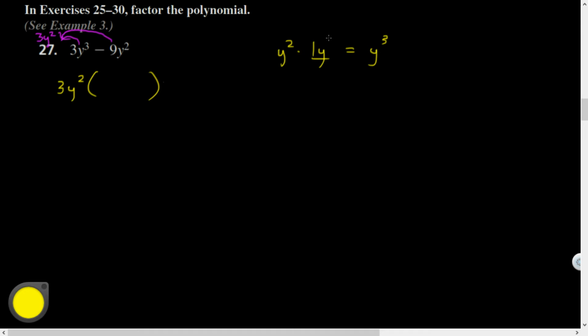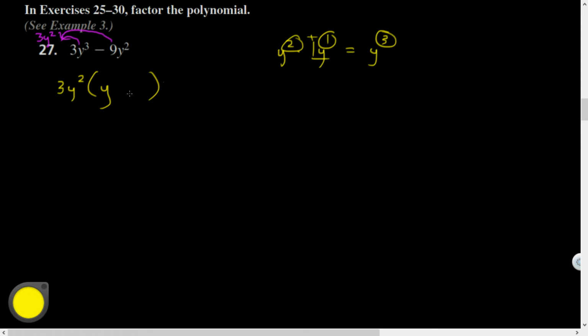y, yeah, y to the first, right, because 2 plus 1 will equal 3. I don't need to write the 1 in front or the exponent there because they're implied when I don't write them.